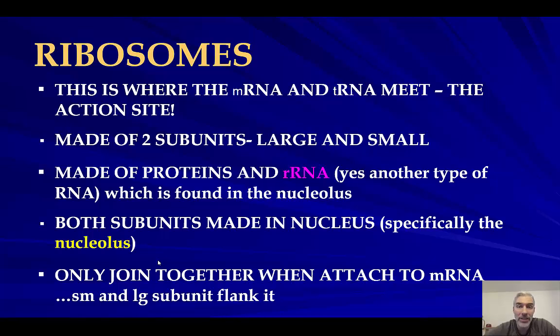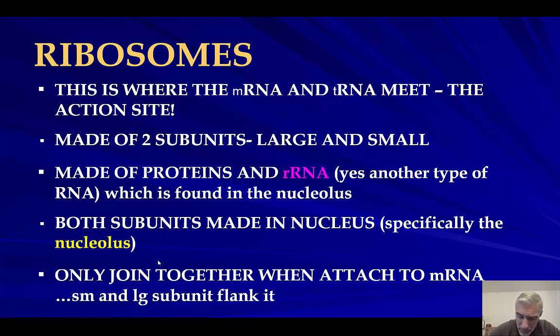rRNAs are called ribosomal RNAs because their job is to make the actual structure of the ribosome. So if there's a mutation in rRNA, the ribosome is not going to be able to function. You're not going to be able to do the job that the ribosome does, which is to translate proteins, right? So rRNA is ribosomal RNA. If it's messed up, you cannot translate properly, okay?